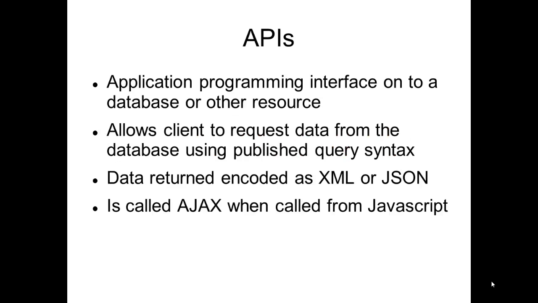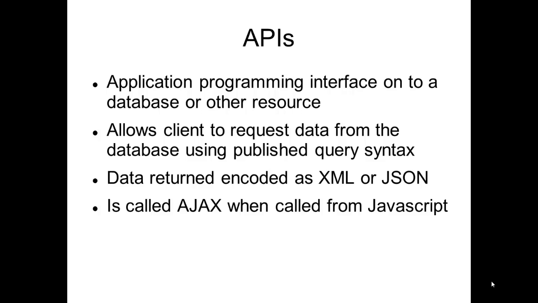APIs. APIs are application programming interfaces onto a database or another web resource, and we'll concentrate on databases here. It allows a client to request data from the database using a published query syntax. We'll see an example of that in a minute. And the data is returned as XML and JSON.